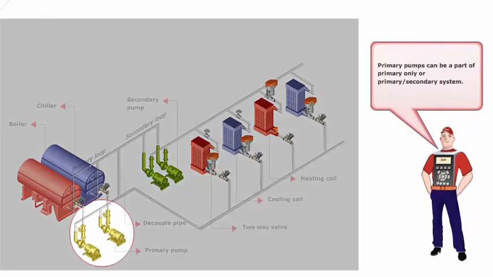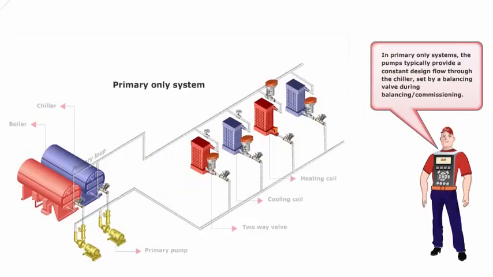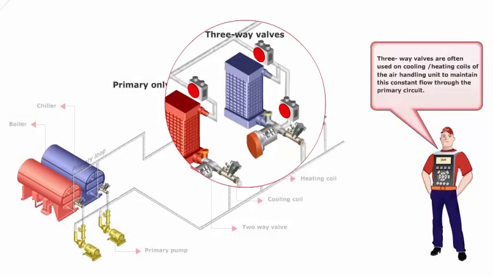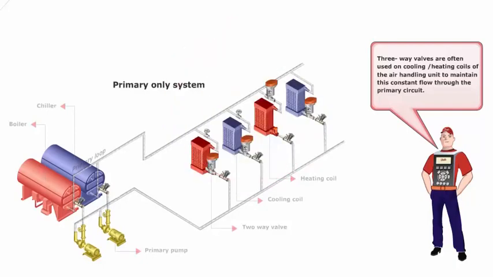Primary pumps can be a part of a primary-only or a primary/secondary system. In primary-only systems, the pumps typically provide a constant design flow through the chiller, set by a balancing valve during balancing or commissioning. Three-way valves are often used on cooling or heating coils of the air handling unit to maintain this constant flow through the primary circuit.